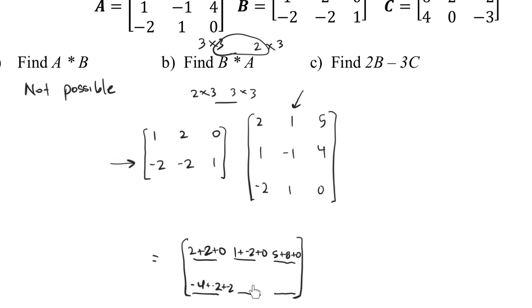Now we have this entry, which is row 2, column 2. So row 2, column 2, so it's negative 2 times 1, and then negative 2 times negative 1, which is positive 2, and then 1 times 1.